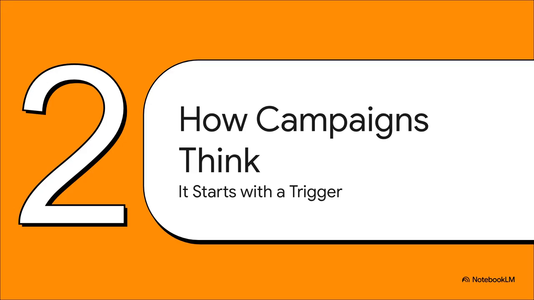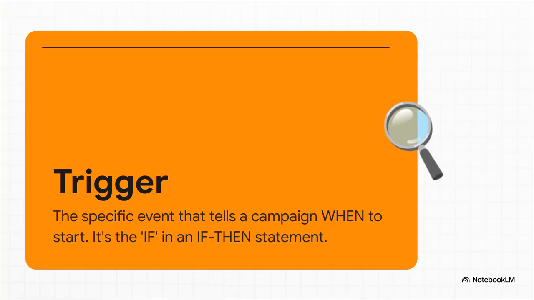It all starts with something called a trigger. A trigger, it's just the on switch. It's the specific event that tells a campaign, okay, it's time to go. I love thinking about it as the if part of an if-then instruction you'd give an assistant. You're literally just telling the system, hey, if this specific thing happens, well, that's when the campaign kicks off. It's like the starting pistol for the whole follow-up race.